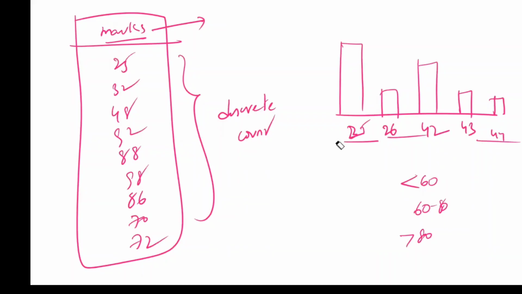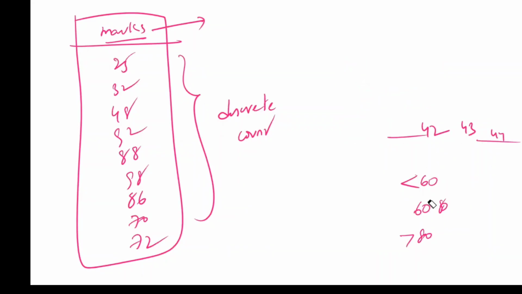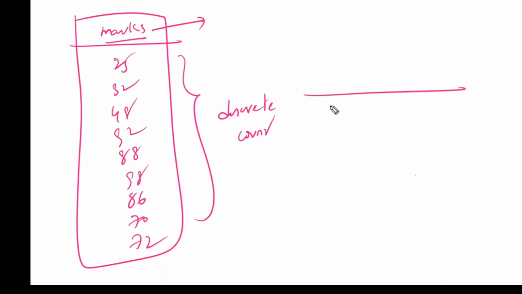So if you are able to group the data, meaning if you are able to write the columns with respect to 40 to 50, 50 to 60, 60 to 70, how many students are there from 50 to 60, 60 to 70? If you are able to write like this, as bars, then it is a continuous variable.